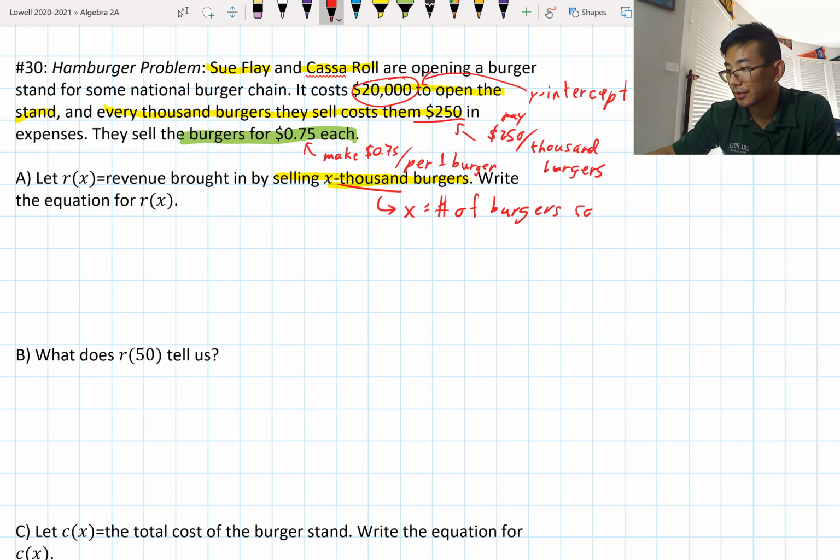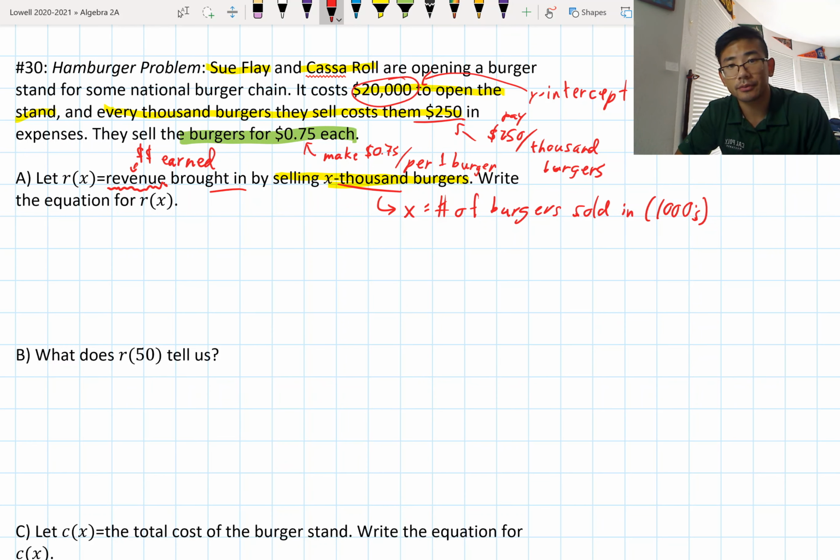in thousands here. So that's really important to note how you're counting them. So when X equals 1, that actually means or refers to 1,000 burgers. Alrighty. So this is the revenue. Remember, the revenue, in case we're not familiar with the vocab here, that's money earned. And it's kind of said there in the sentence, I suppose, money brought in. But it's the money you earn.